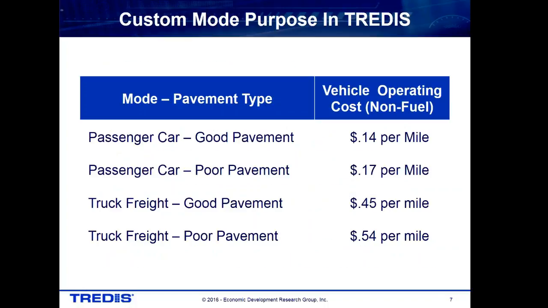Poor pavement often causes greater wear on vehicles, including tires, which require additional maintenance and repair, but can also accelerate depreciation costs associated with use in poor pavement conditions. This slide shows the non-gasoline and non-diesel operating costs for autos and trucks. Each of these modes and pavement conditions will be given a customized mode purpose category, which I'll show in the live demonstration. There's also the option to adjust different rates of fuel consumption if a user wants to differentiate costs associated with fuel use according to different pavement conditions.